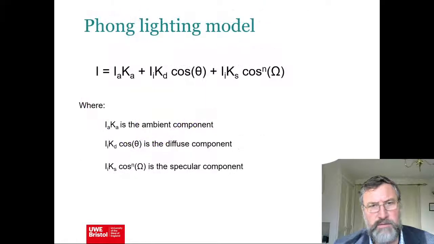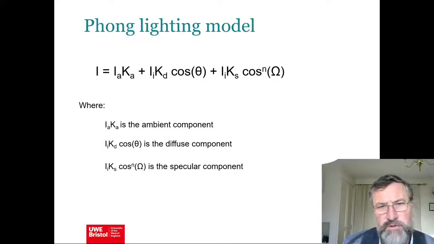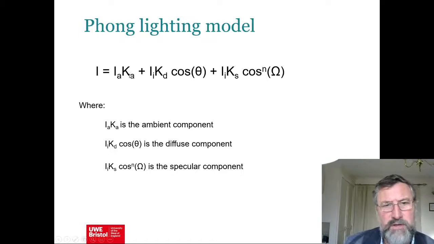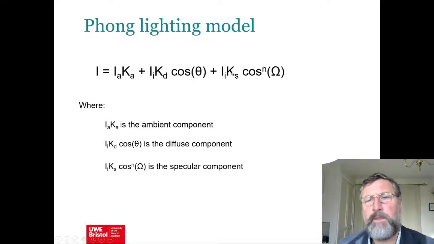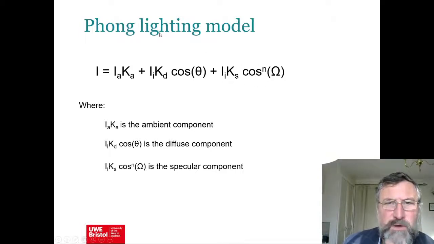So the overall Phong lighting model combines those two things we just talked about along with the ambient component. The actual intensity we're going to see at the point equals the ambient component, the ambient light times the ambient constant, plus the diffuse component with Lambert's law, which we just talked about, plus the specular component which I just mentioned. And that's the overall Phong lighting model.